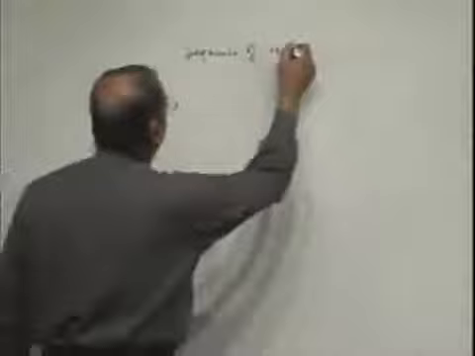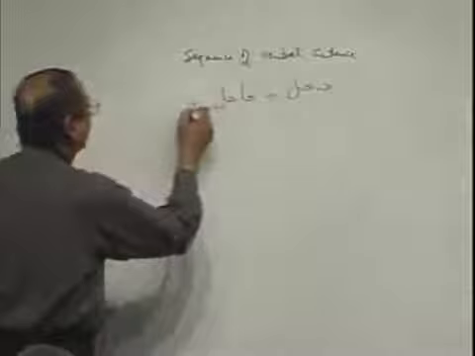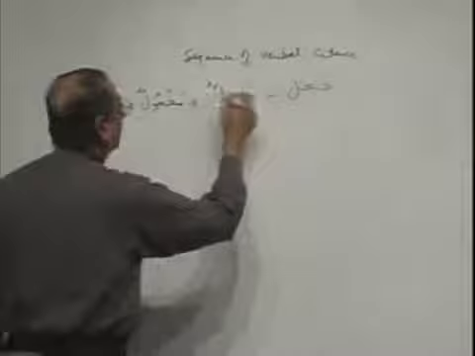Remember I told you the sequence of verbal sentence? What is the normal sequence of a verbal sentence, brother? Sequence of verbal sentence. First is the fi'l, and then it is fa'il. And then it will be maf'ulun bihi. Maf'ulun bihi. Fa'ilun fi ahl. Are you with me, brother?